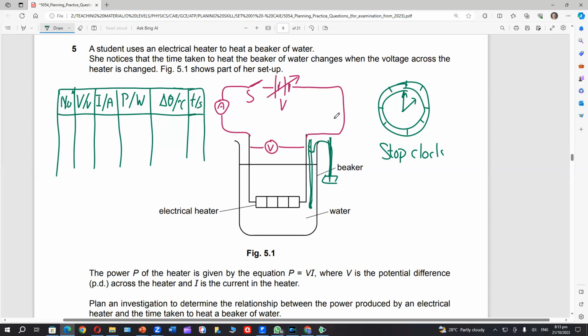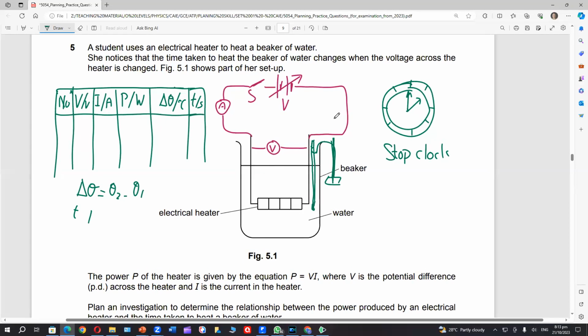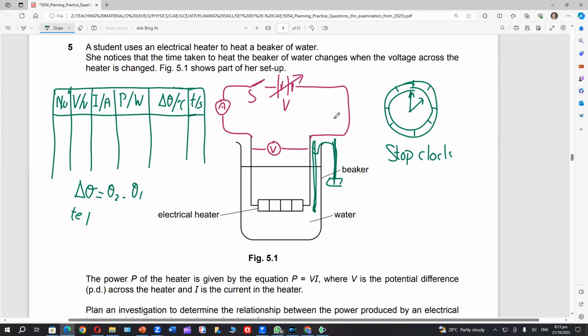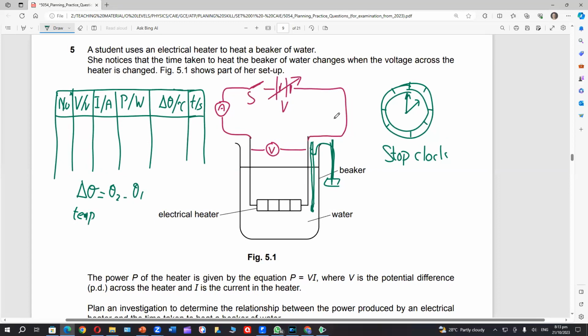What is delta theta? Is temperature the control variable? Temperature is a control variable because we need to make a fixed temperature change, and we can change it by heating; within a given time, the time will change. So this is the temperature change. Copy all of this quickly.